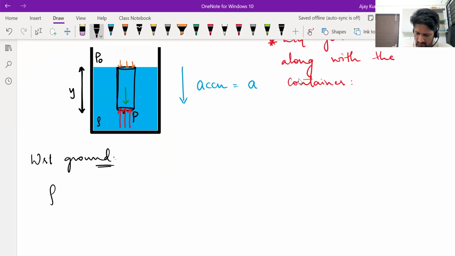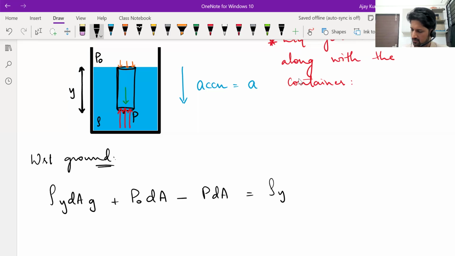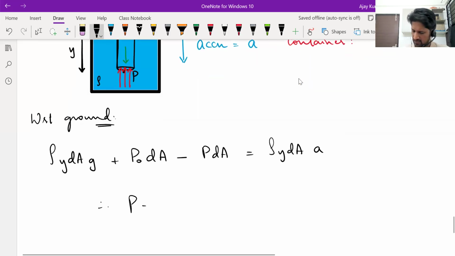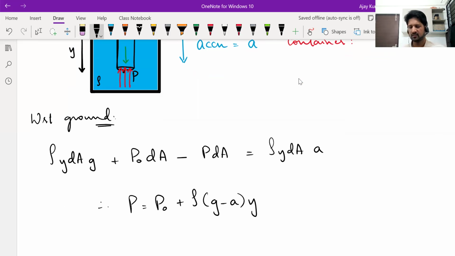So weight is rho y dA, that is volume, multiplied with g. This is its weight, plus force due to atmospheric pressure, P naught into dA. These are the downward forces minus the upward force, P into dA, should be equal to mass into acceleration, rho y dA multiplied with a. That's all. You readjust this equation, you get P is equal to P naught plus rho (g minus a) into y. That's all. When container is accelerated upward, g plus a is the effective gravity.